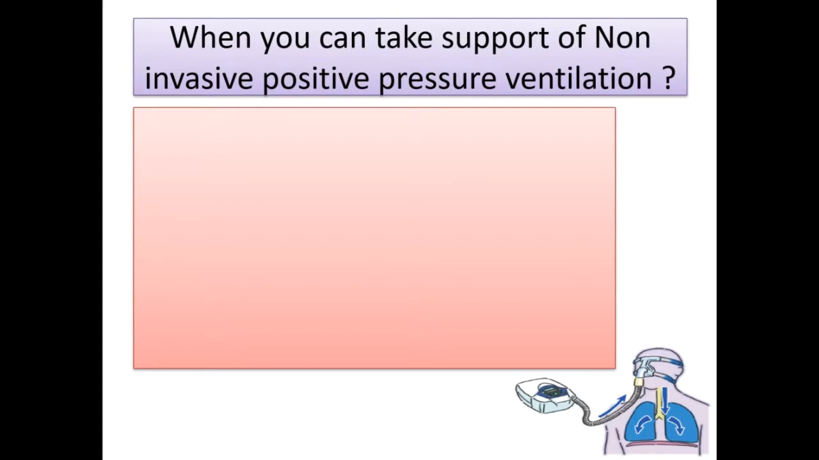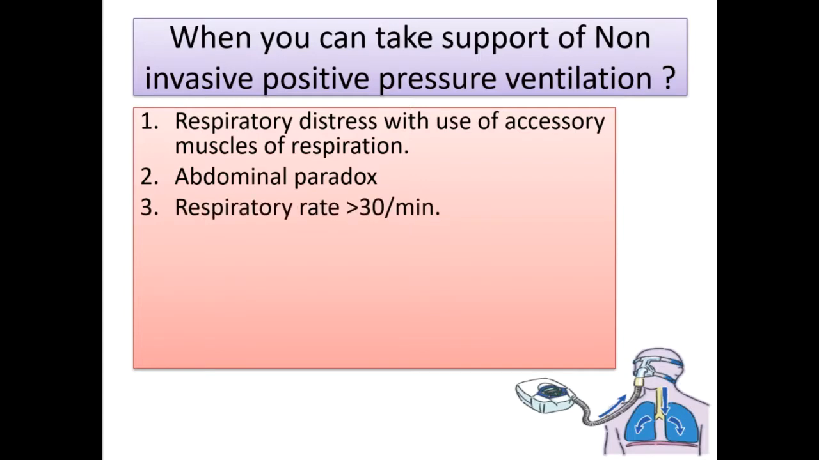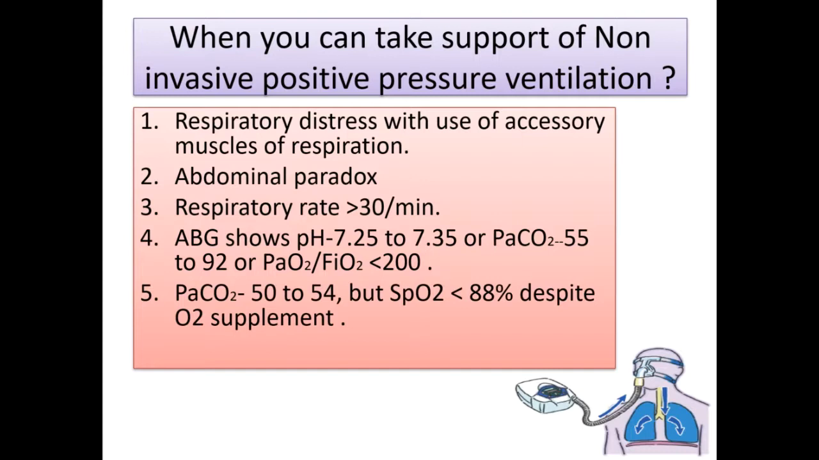When can you take support of non-invasive positive pressure ventilation? Respiratory distress with use of accessory muscles of respiration. Abdominal paradox. Respiratory rate >30 per minute. ABG shows pH 7.25 to 7.35 or PaCO2 45 to 55 or PaO2/FiO2 <200. PaCO2 50 to 54, but SpO2 <88% despite O2 supplement. Patient refuses intubation.